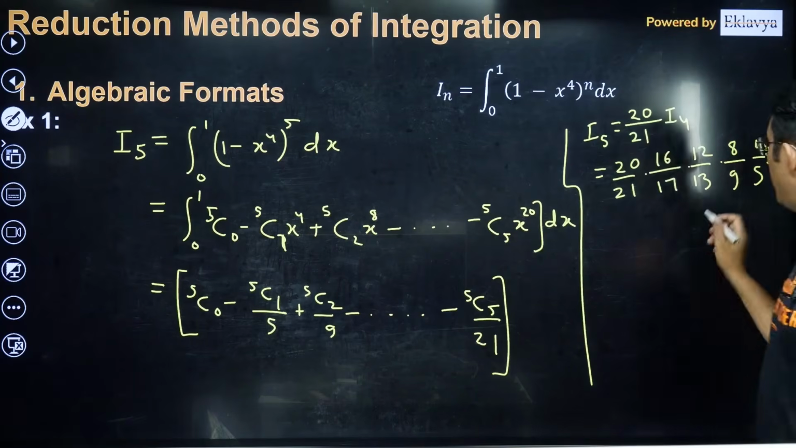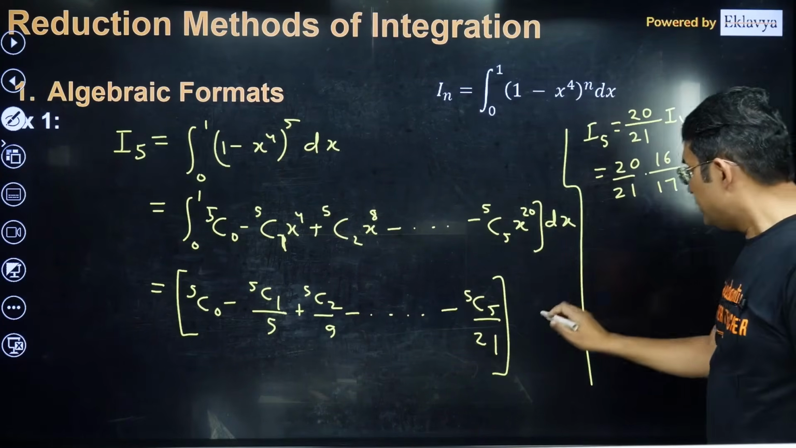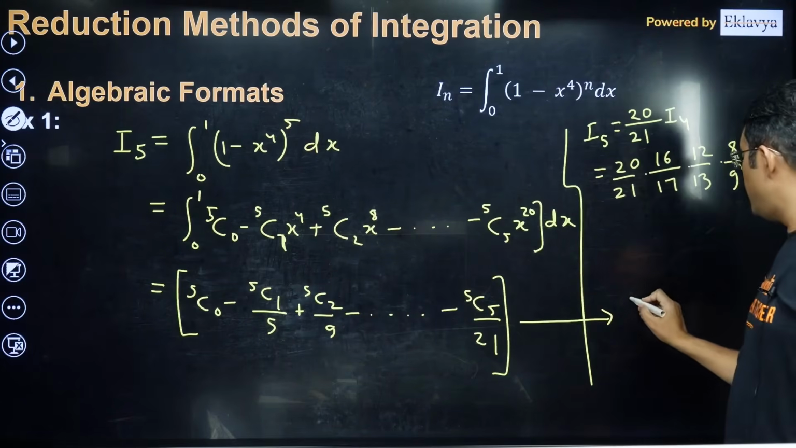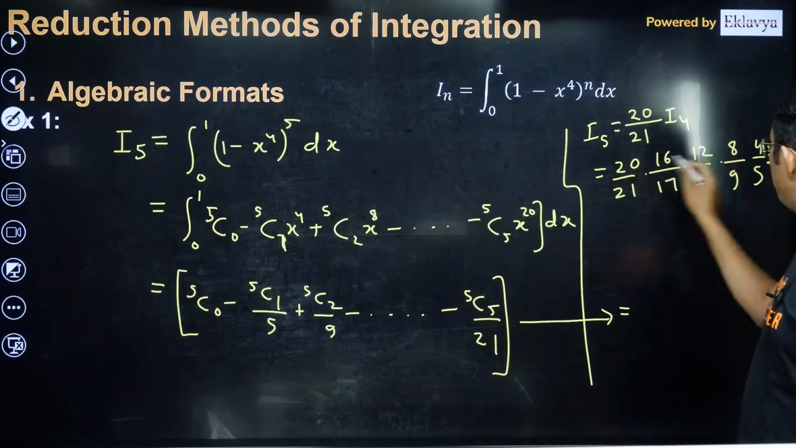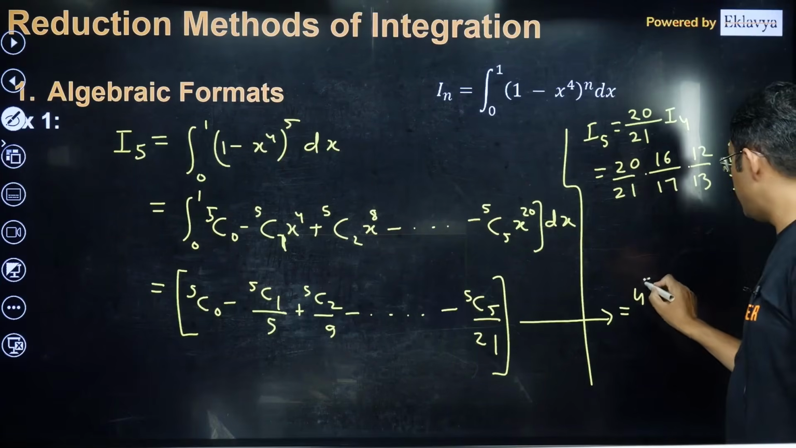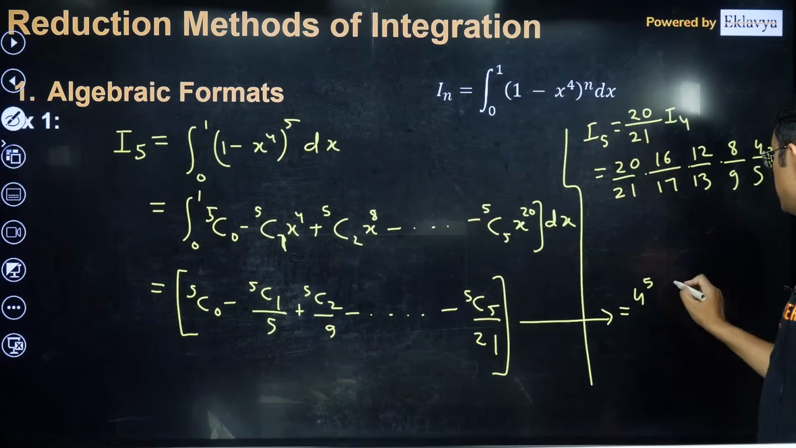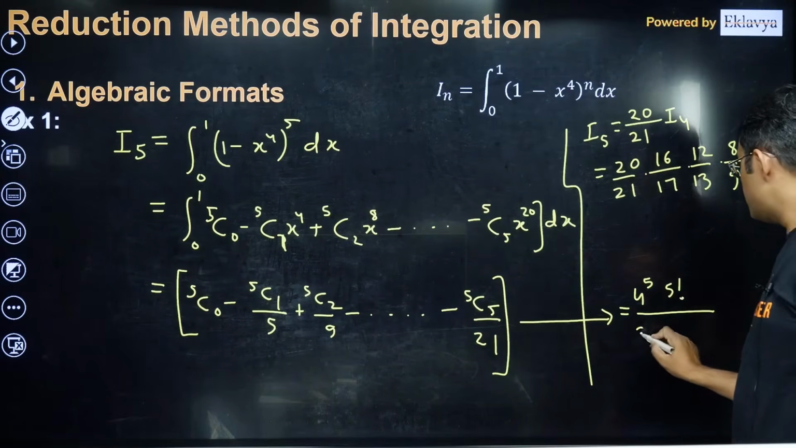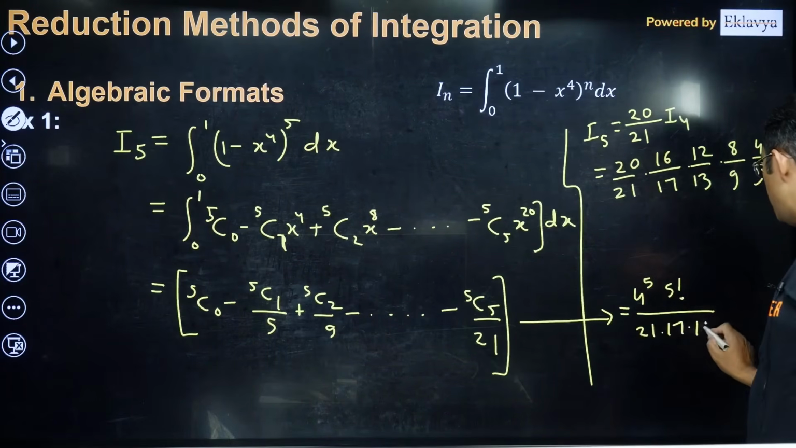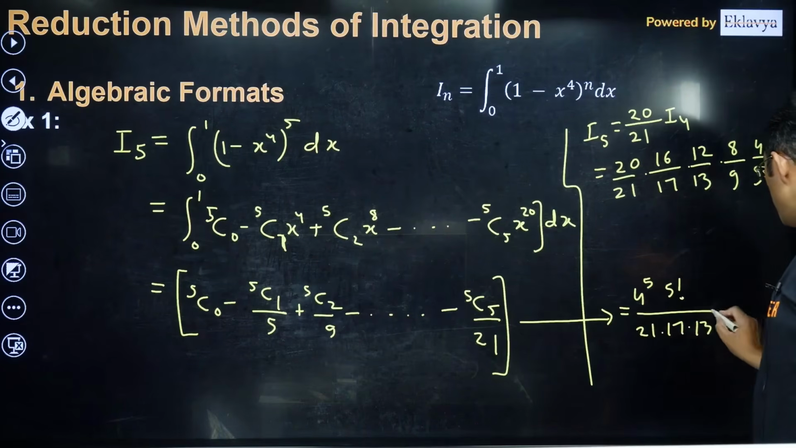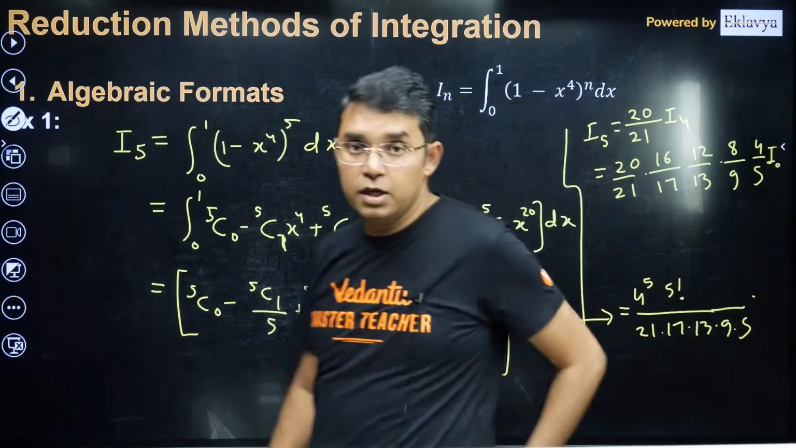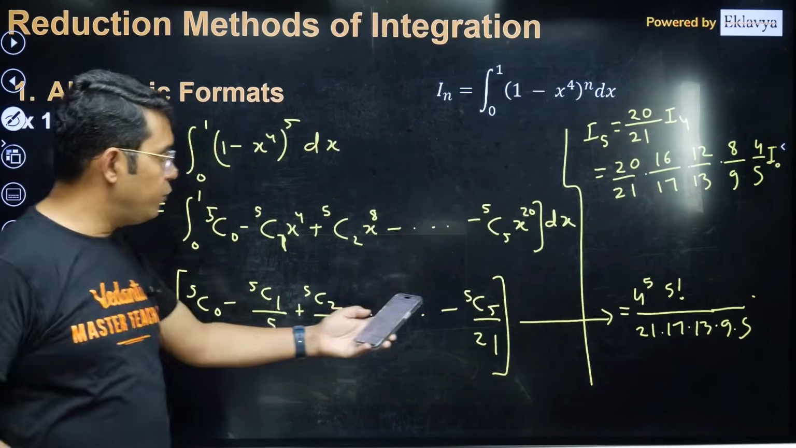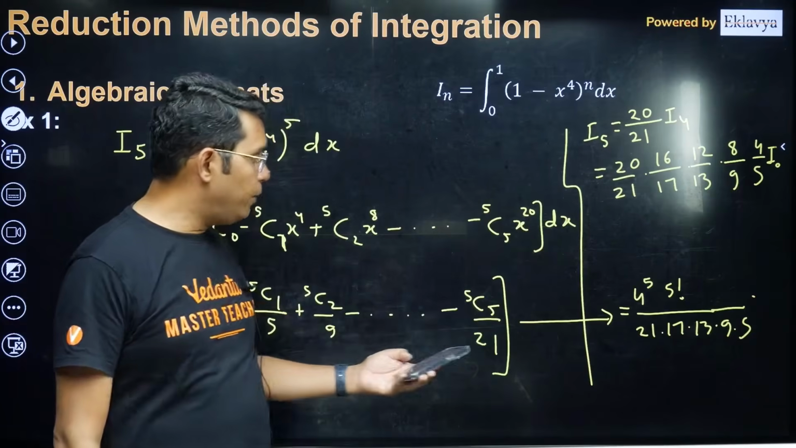Yeah, correct. Okay, and I0 is 1. So you can see this expression which we have got in terms of binomial coefficients should be equal to this. 4, I can take common 5 times, and after that it will be just 5 factorial, I suppose. And in the denominator it is 21 into 17 into 13 into 9 into 5. So this expression in terms of binomial coefficients has to be equal to this thing, 4 power 5 into 5 factorial upon this thing.